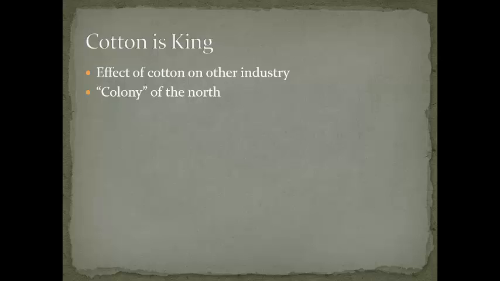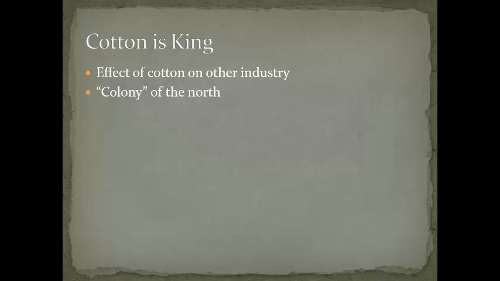So, for example, there are no factories in the South. Nobody's investing money in factories. Everyone is investing all their money in more land and more slaves. There are no railroads in the South except what was needed to get cotton to market. There are no banks in the South except what's needed to support the cotton industry. So cotton stunts all other industry, and the other industry that does exist only serves to further cotton.